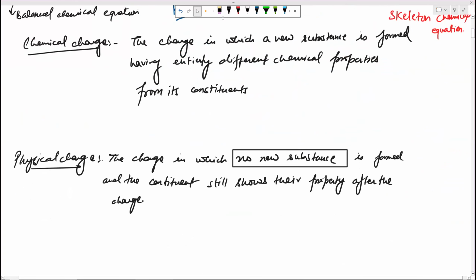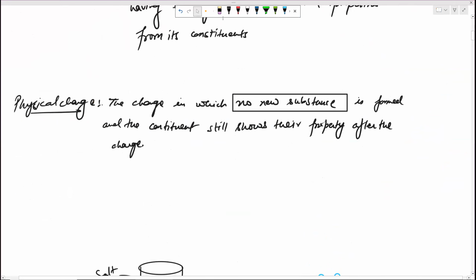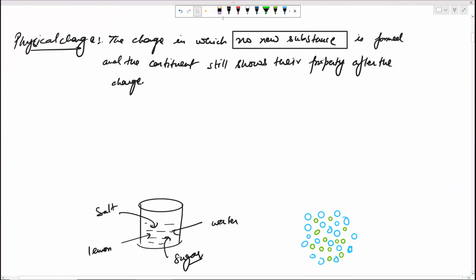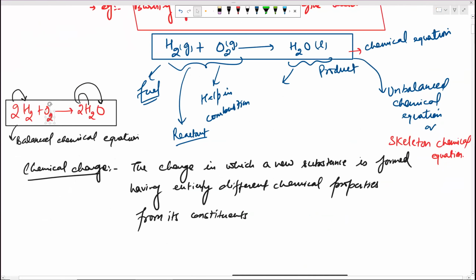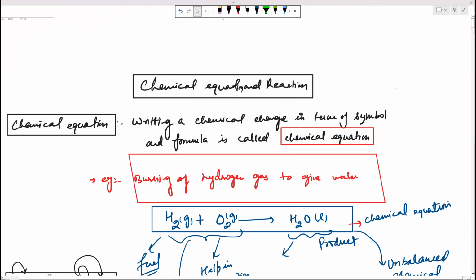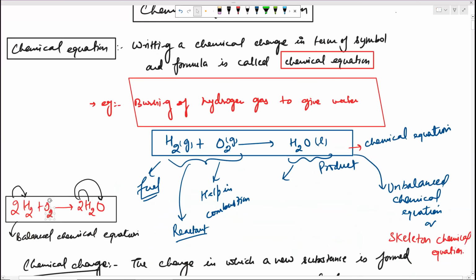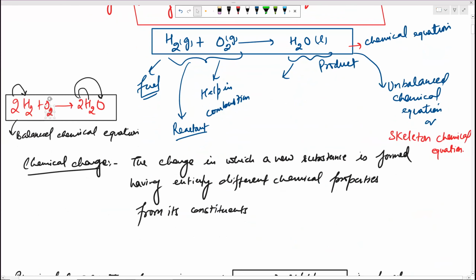Next one is physical change. Now, I'm saying that writing a chemical change in terms of symbols and formulas is considered a chemical equation. So if I ask you what a chemical change is? Simple: the change in which a new substance is formed, having entirely different chemical properties, is considered a chemical change.